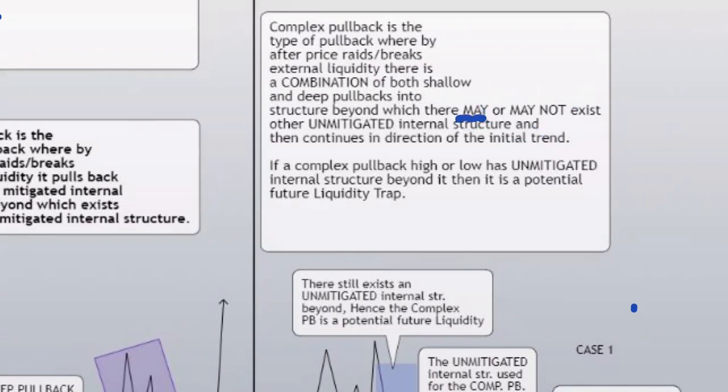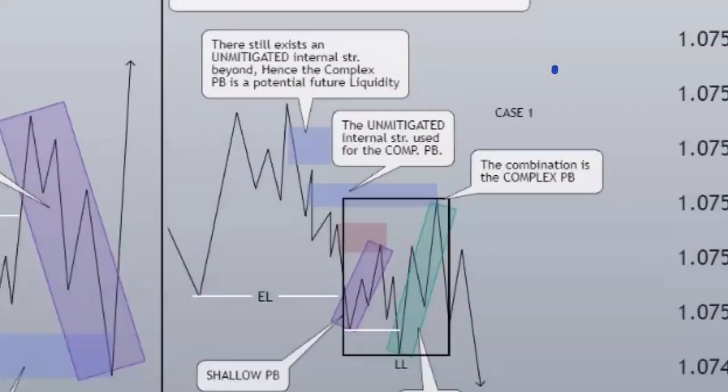So beyond which there may or may not exist other unmitigated internal structure, and then continues in the direction of the initial trend. If a complex pullback high or low has unmitigated internal structure beyond it, then it is a potential future liquidity trap. If a complex pullback high or low has unmitigated internal structure beyond it, then it is a complex future liquidity trap. Okay, so let's look at the two categories, case one and case two.